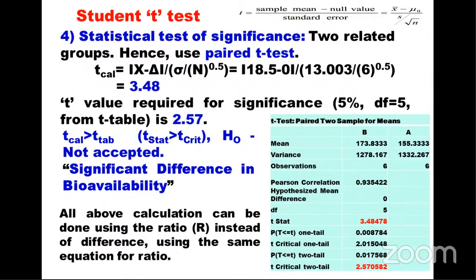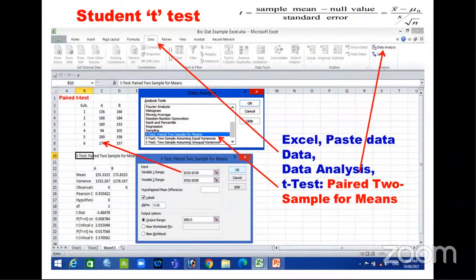Similarly, we can go in Excel and perform the paired two sample for means. Here both are different. It is paired. They are dependent. So again, in the same way, first open an Excel file, paste your data, click on data, click on data analysis, and click on paired two sample for means.